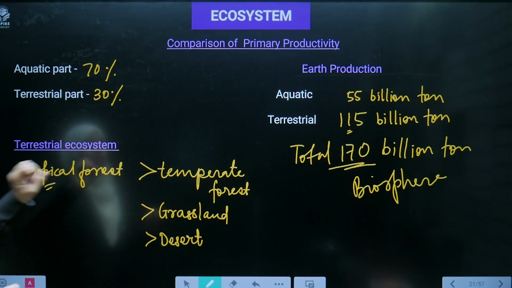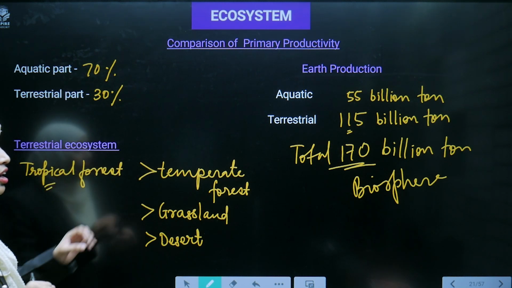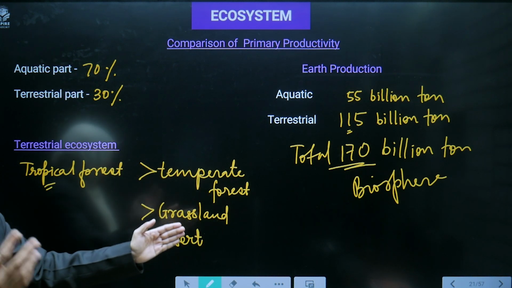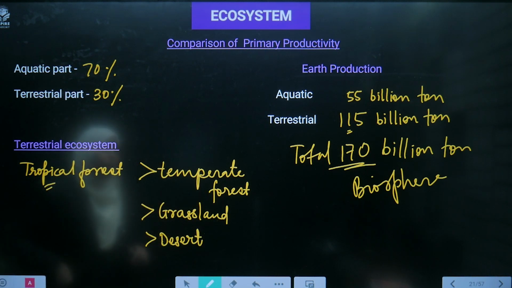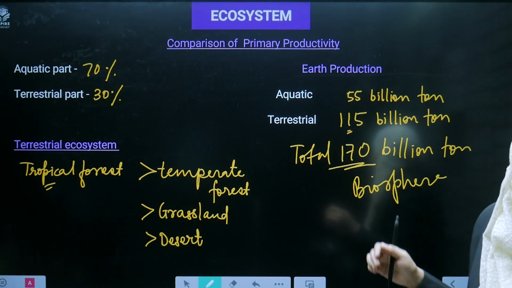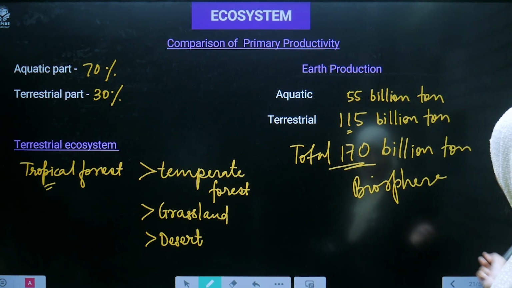Okay, so tropical forest will produce much more, it will contribute more to productivity, and compared to this temperate will do less, and grassland even less than the temperate and the tropical. Okay, and if we talk about the aquatic ecosystem, there coral reefs are the major helper in productivity.